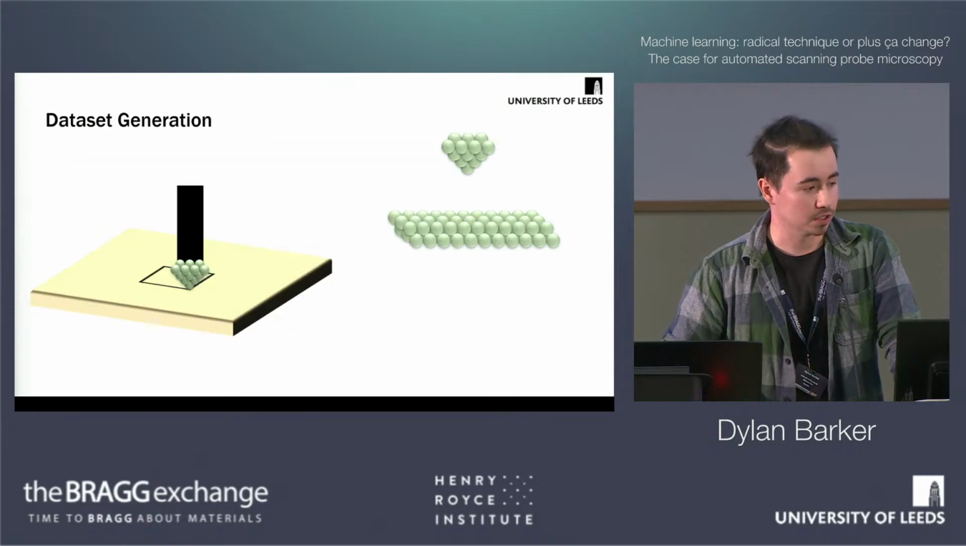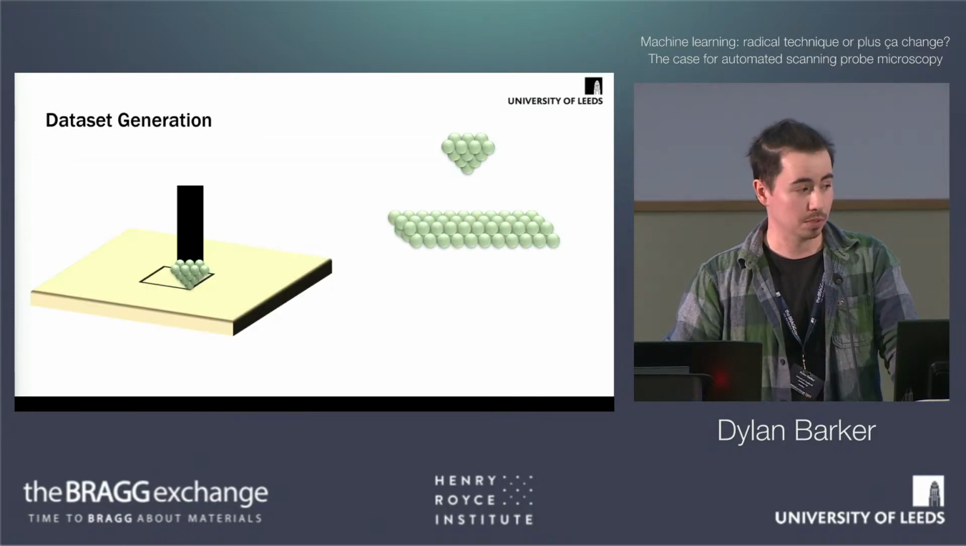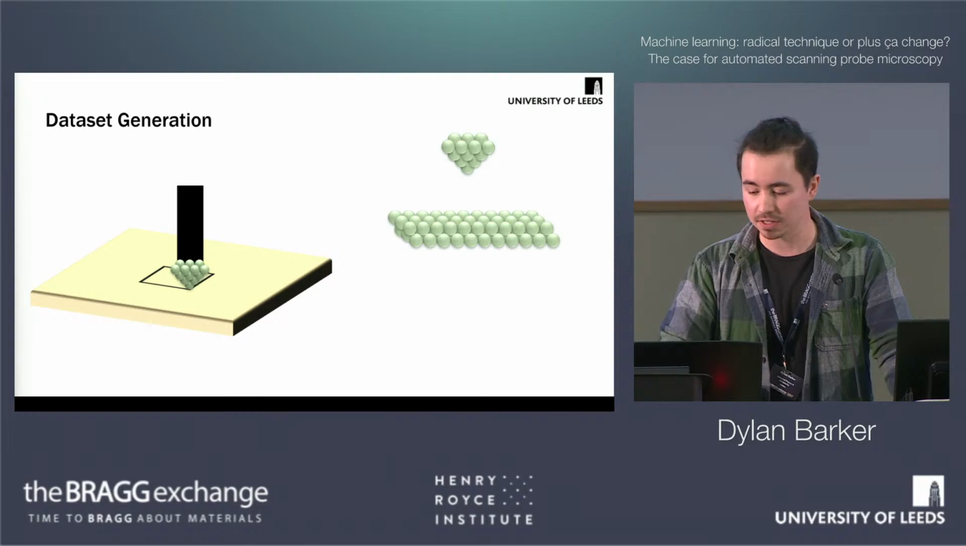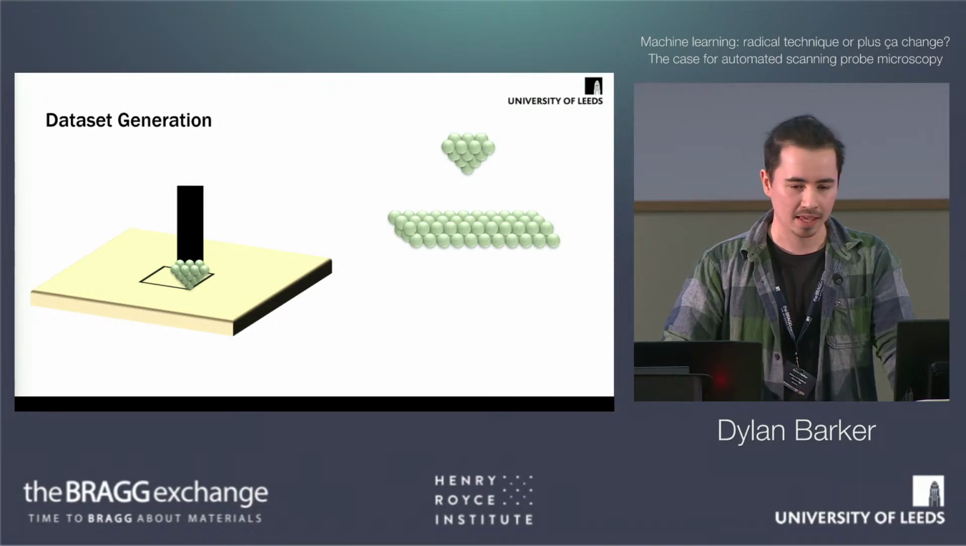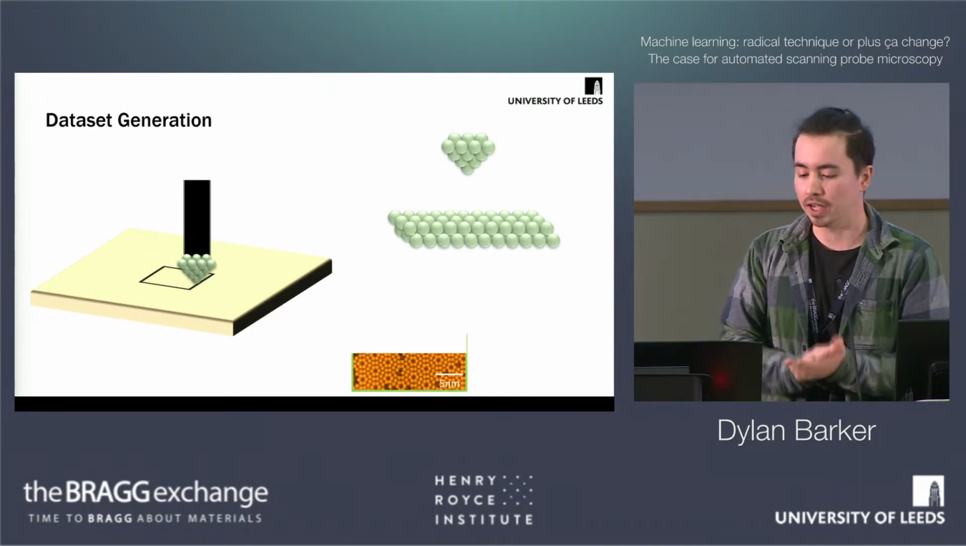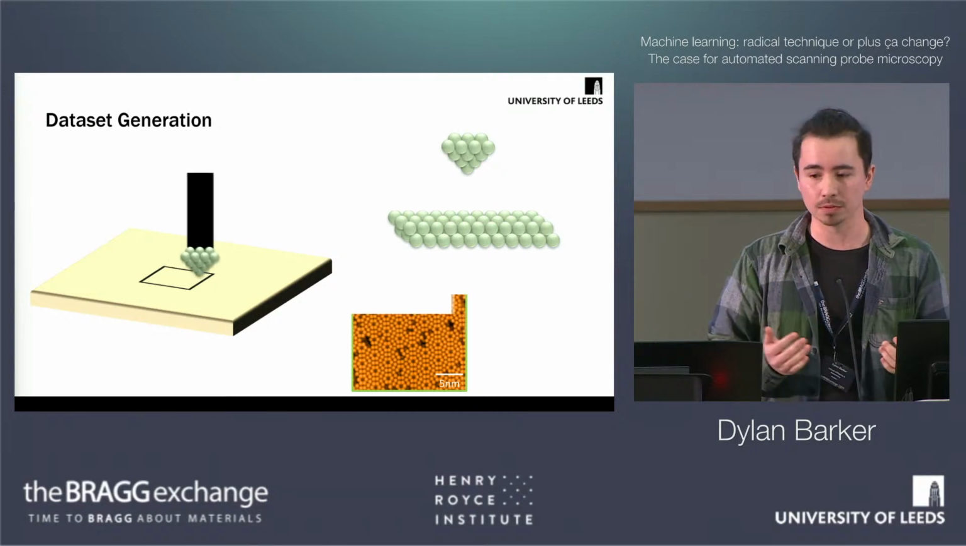So our workaround for this was building this data generation script. So the idea behind it: start off with a good tip, and you scan over an area, and you output an image that looks like this one.